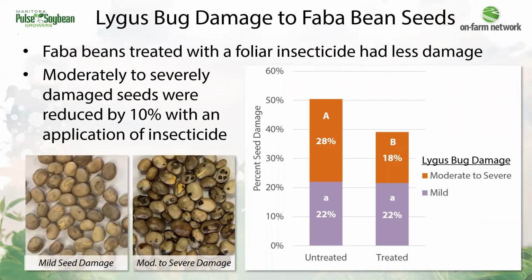So faba beans that were treated with a foliar insecticide had less damage than the untreated faba beans. That's what we're seeing here in this graph, this reduction. The amount of mildly damaged seeds didn't change, but the amount of seeds that were moderately to severely damaged were significantly reduced by about 10% with an insecticide application. However, that single insecticide application was also not enough to eliminate seed damage altogether. We're still seeing quite a bit of seed damage from Lygus bug.